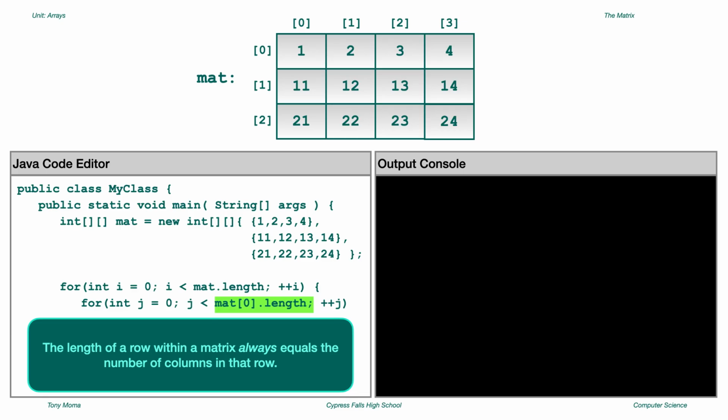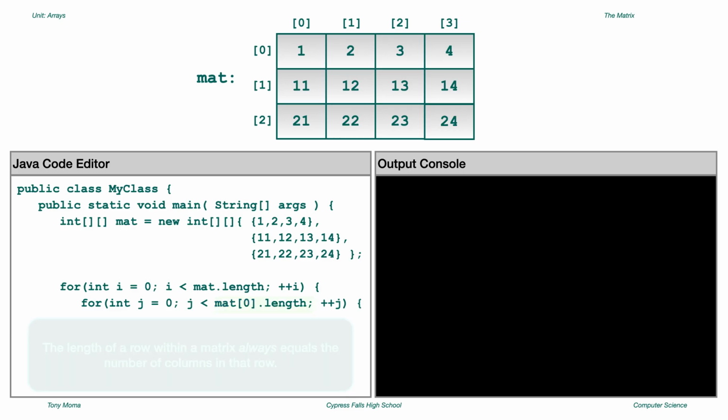Also notice that we could have put row 1 or row 2 and would have gotten the same thing because, as you can tell by the picture, row 0, row 1, and row 2 all have the same number of columns. Regardless, the important takeaway is that the length of a row within a matrix always equals the number of columns, and thus that determines the number of inner for loops we will need for a row major order iteration.